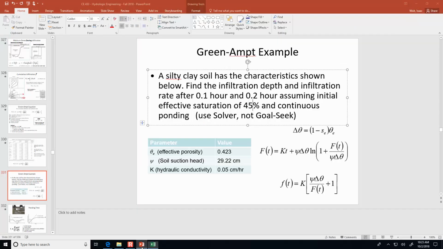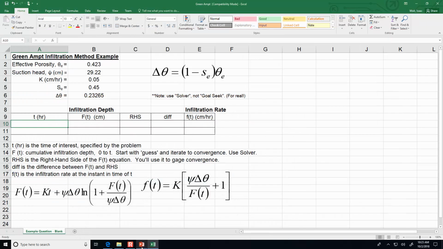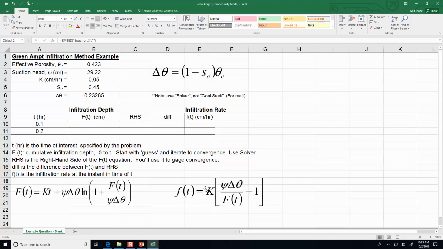And the example is asking what happens after 0.1 hours and 0.2 hours. So let's have 0.1 hour and 0.2 hours. We want to know the infiltration depth and the infiltration rate. I'll give you a moment in case you need to get that file. Most of you have already been able to download it.